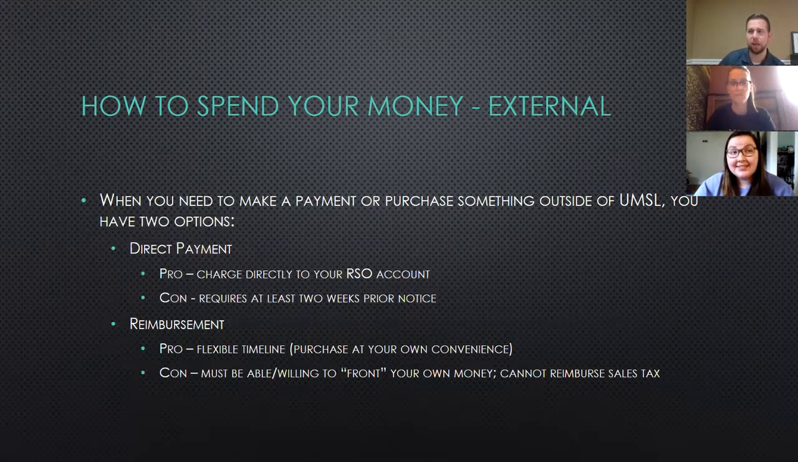It gets more complicated when we are doing something external. So if we are buying supplies from Amazon or Walmart, or if you are ordering t-shirts from a local t-shirt vendor or anything that is external to the university, we're going to have two different ways to do that. There is direct payment and there is reimbursement. Direct payment means that we are going to make that payment on your behalf and charge it directly to your university account. There are pros and cons to each option.